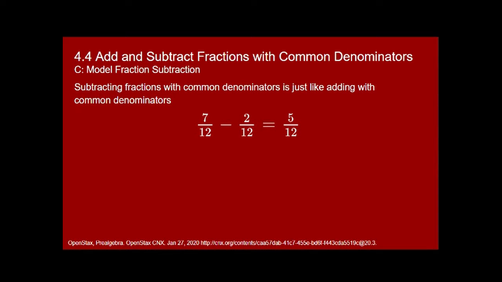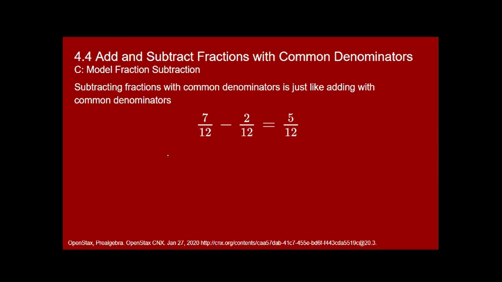This is 4.4C, model fraction subtraction, and 4.4D, subtract fractions with common denominators. This is from OpenStax PreAlgebra. Subtracting fractions with common denominators is just like adding with common denominators, except you're subtracting instead of adding. Let's look at this problem here. We have 7/12 minus 2/12 is equal to 5/12.